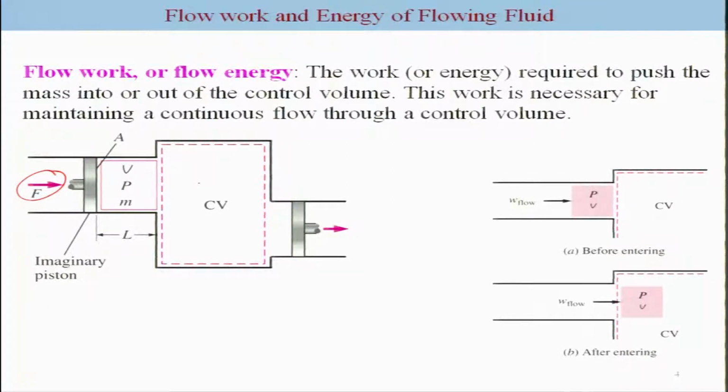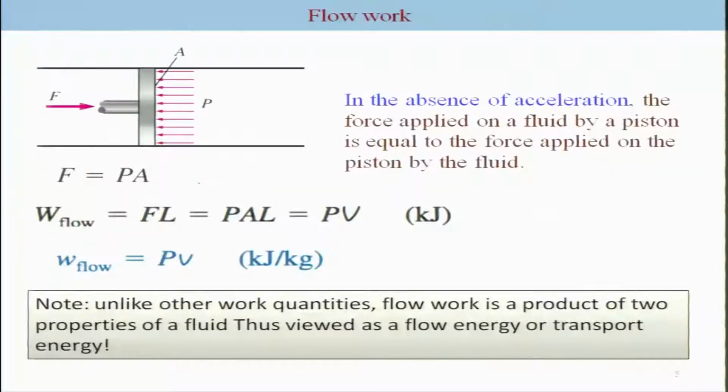So, the question is, what is the work for such a case? Let me take a simpler view of it. This is again the force, and this element has to be pushed in by a certain distance L, and this force, in the absence of acceleration, is equal to the force applied on the piston. Assuming this to be a slow process, the force is going to be P times A. Now, the work would be the force multiplied by the distance L, and that will be P A L, which is P times the volume.